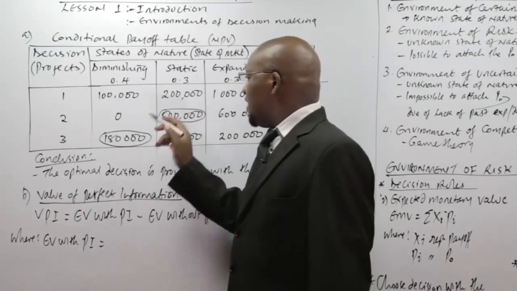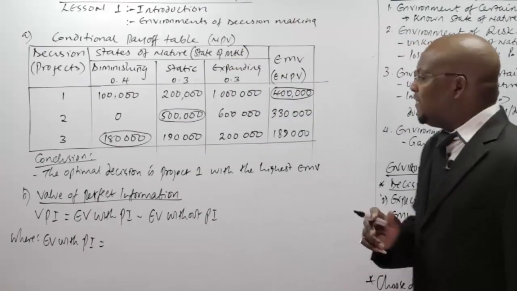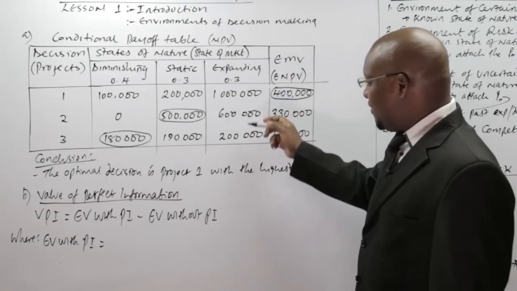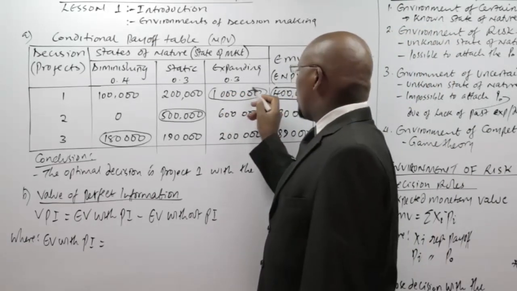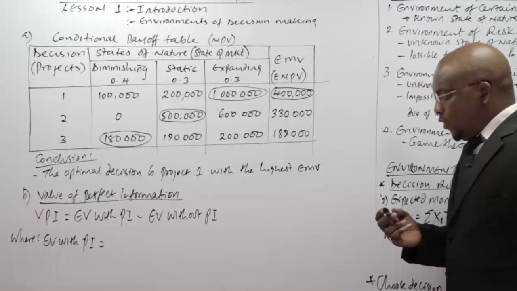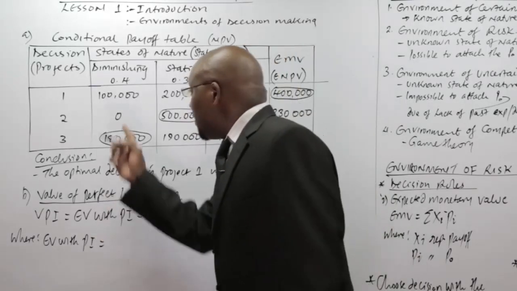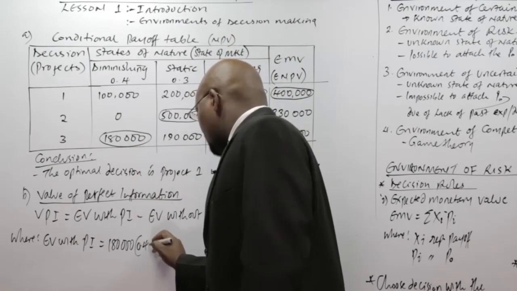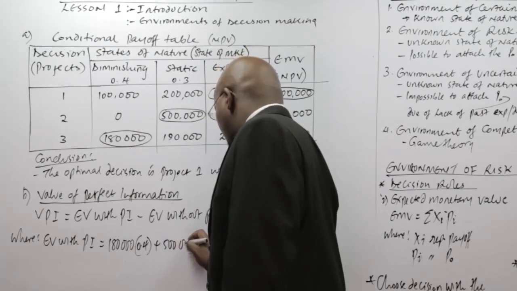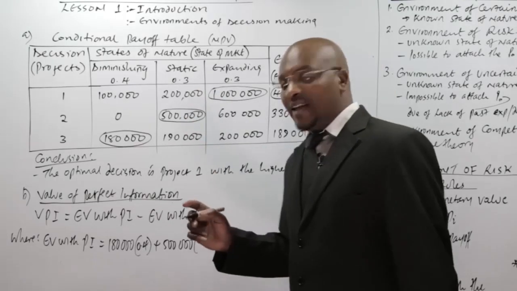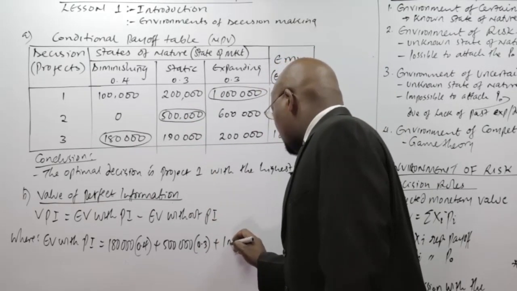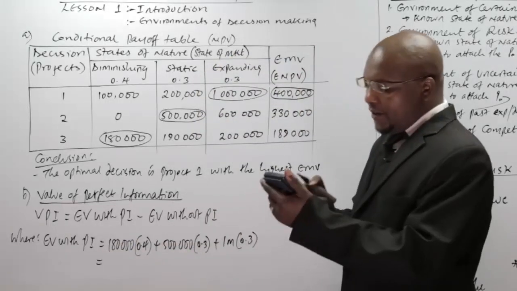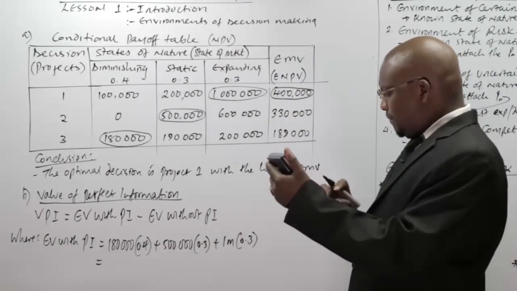While if we are informed that it is the state of static that will be in the market, we'll choose the one that is giving us the highest, which is project 2, giving us 500,000. This is the best. And finally, should we be advised that it is the expanding state of market that will be in the market, then of course we'll select the one that is giving us the highest, which is 1 million. So we select project 1.